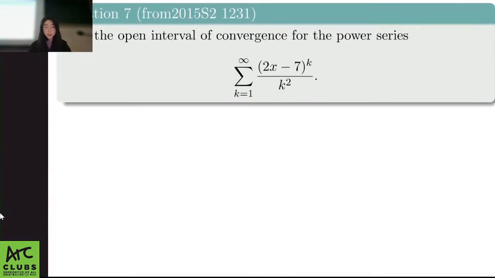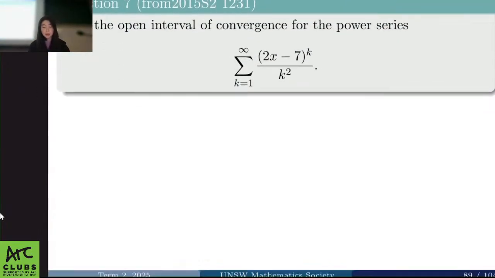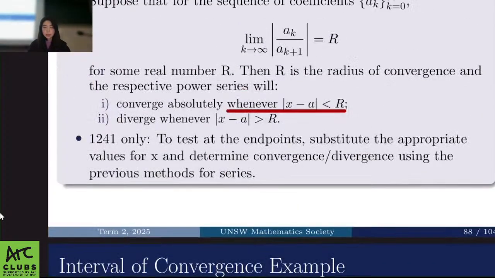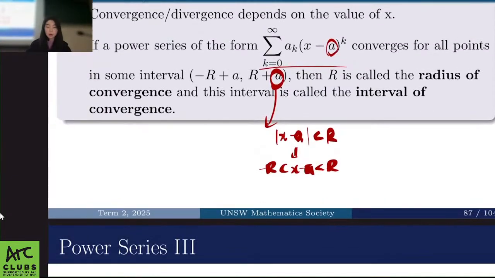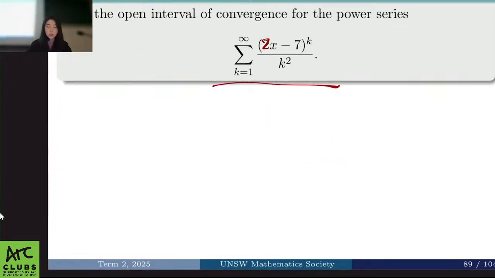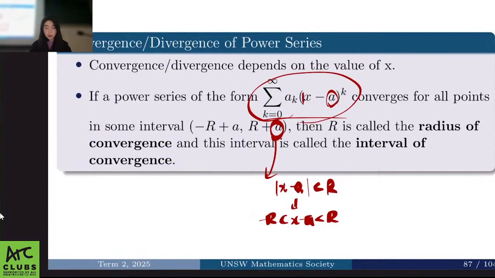All right, so find the open interval of convergence for the power series of this. So note that this power series is actually not in the exact same form as we are given in the definition, because the coefficient of x here is equal to 1, whereas the coefficient of x here is equal to 2. So we don't want that. So what we do first is we put it into the form that we're given, such that we can use the definitions.